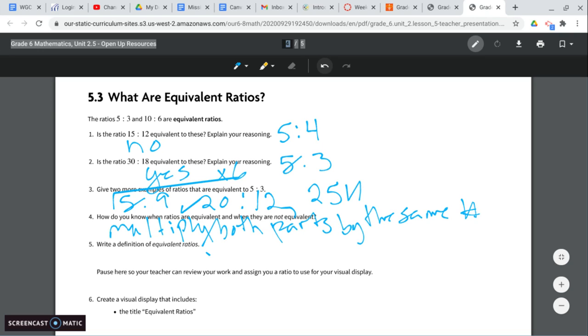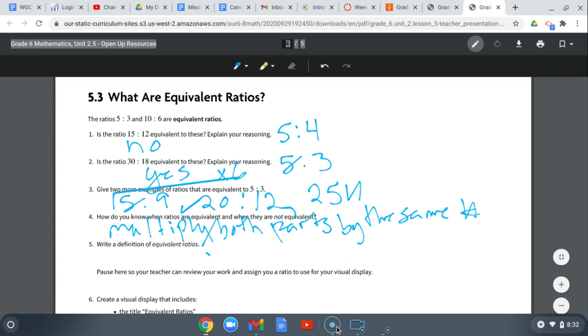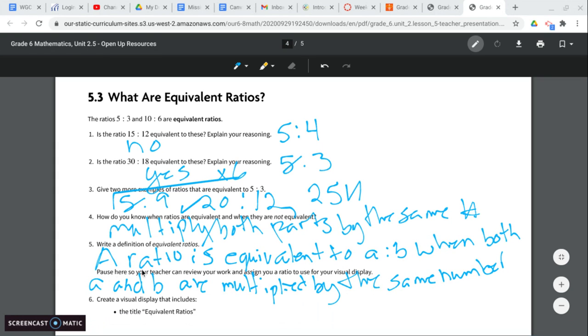If we write a definition of equivalent ratios, a ratio is equivalent to A to B when both A and B are multiplied by the same number. Give me a second and I will write this out. Definition of equivalent ratios: a ratio is equivalent to A to B when both A and B are multiplied by the same number. Like I said, you have to multiply both parts of your ratio by the same value to get an equivalent ratio.